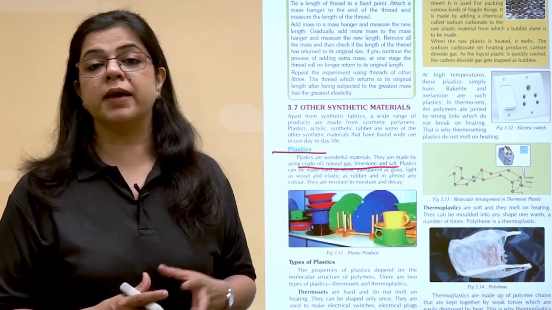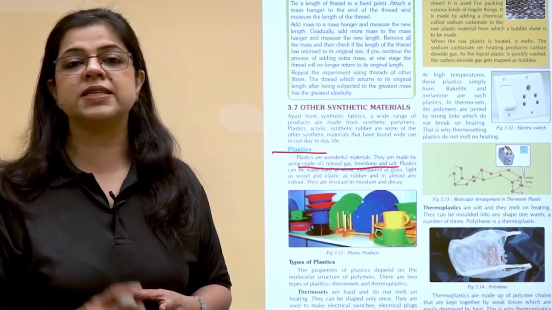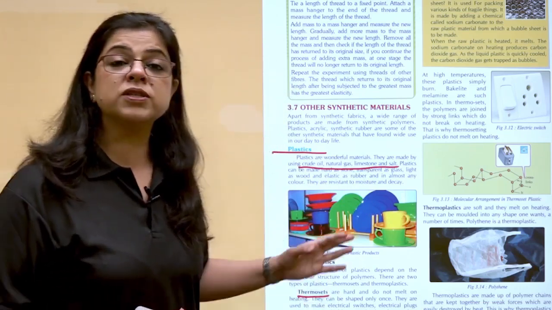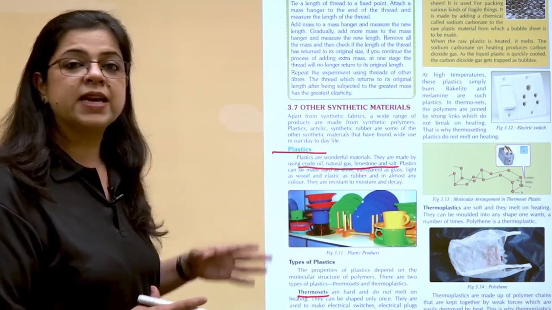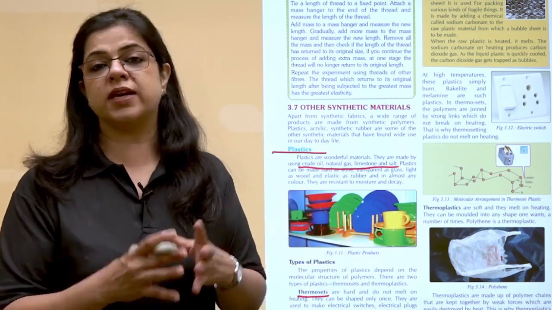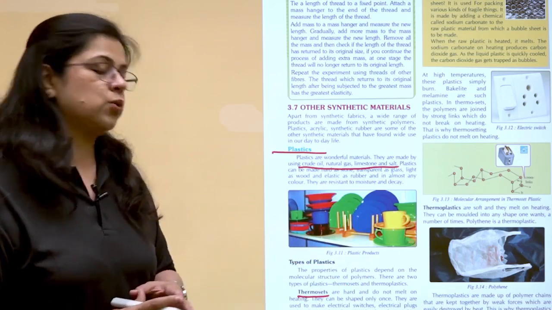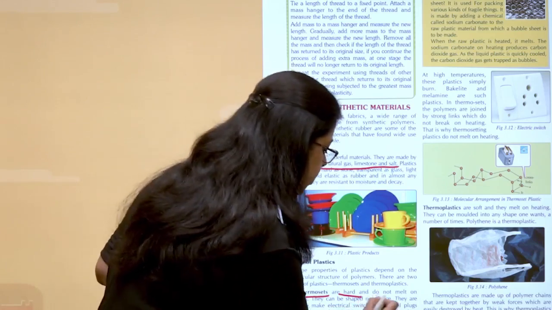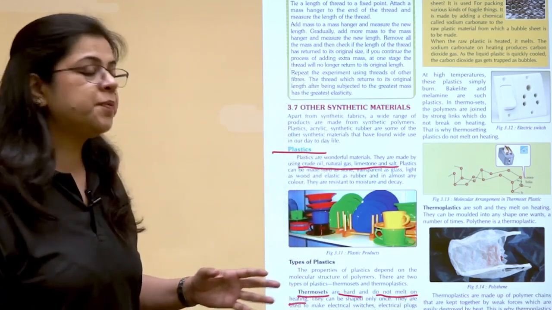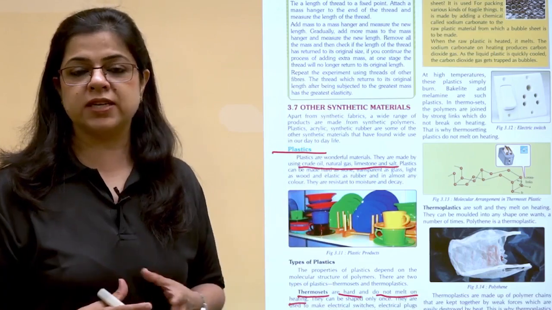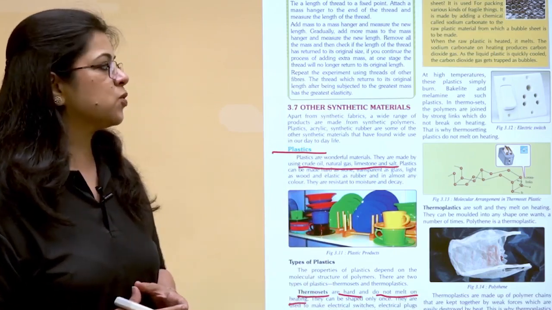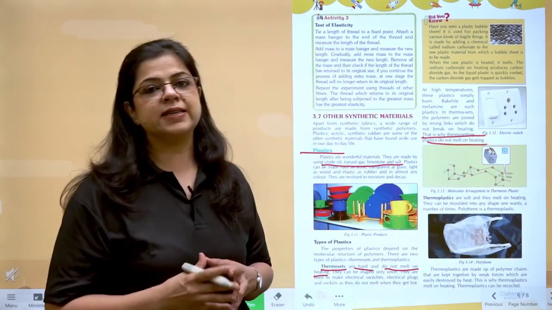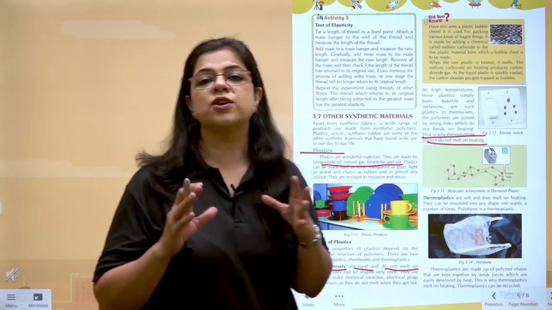Now, depending on the method by which the plastics are made, plastics can be of two kinds. They can be thermoset plastics. Now, thermoset plastics, as the name suggests, thermo means heat and set means put in shape. So thermoset plastics are very hard and they do not melt on heating. They can be shaped only once. Their shape cannot be changed again and again. How are thermoset plastics used? These do not melt on heating. That is the reason they are used in making electric sockets.